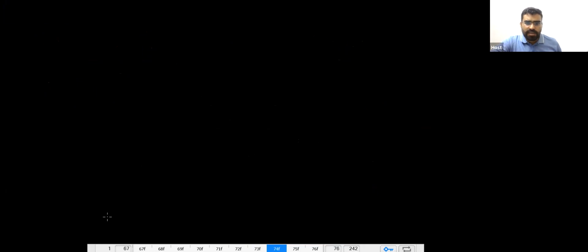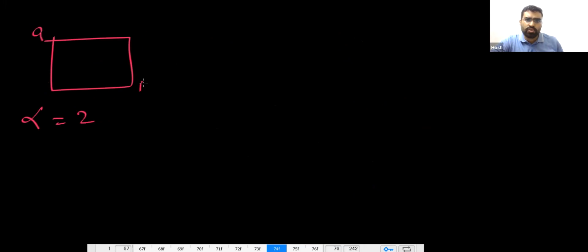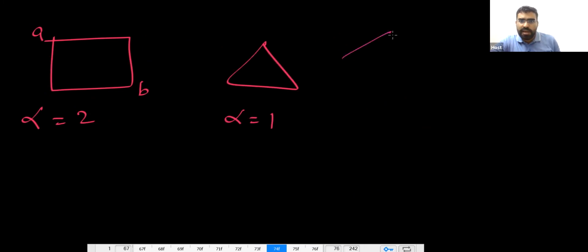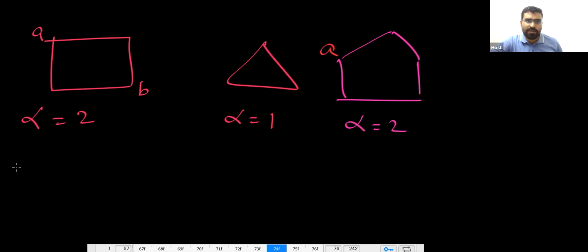So for example, if you have this, then what is the alpha here? That is 2. You can take these 2 vertices. If this is the case, then what is the alpha? That is 1. For this graph, alpha is 1 because the independent set will be 1. Only one vertex you can take. And if you have 5 vertices, alpha will be 2. For example, if you take this vertex, then you have to take one of them. So alpha will be 2.